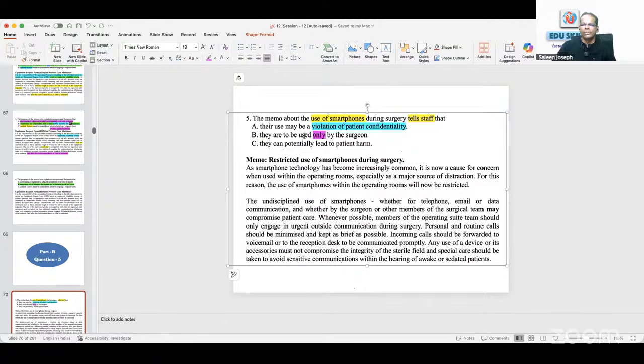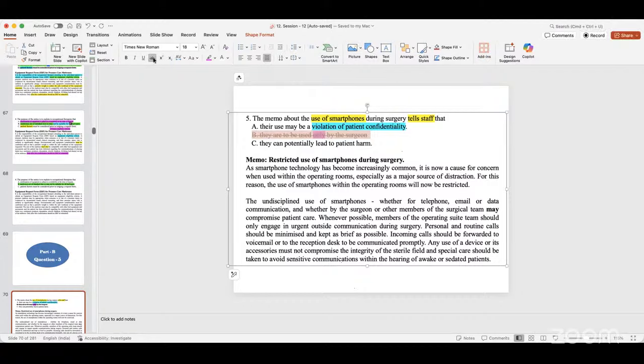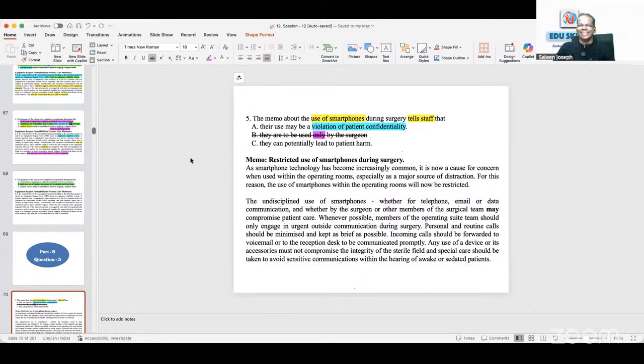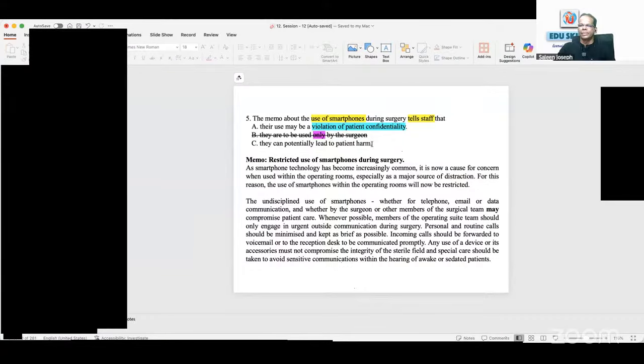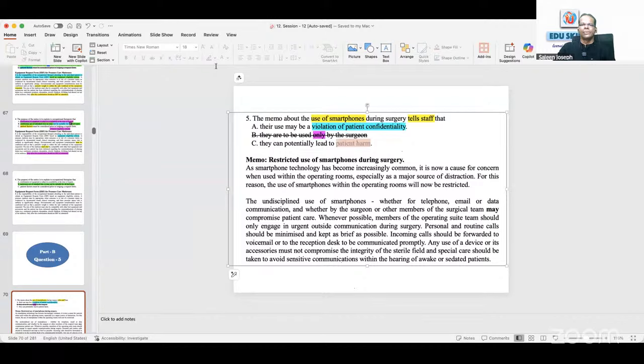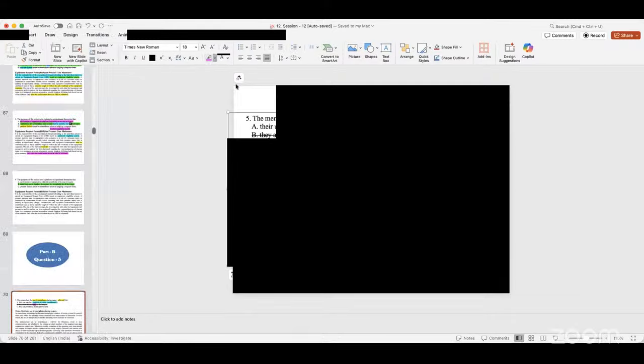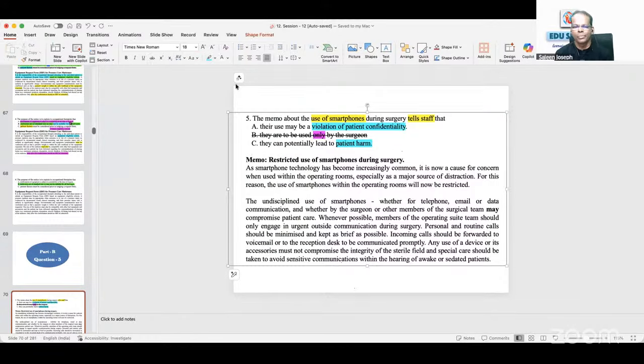Whoever it is, she is very strong. She is very angry with the absolutes. Suddenly she says, eliminate. Good, that confidence you should get. Option C, they can potentially lead to patient harm. So you have only two options, right? You have to see whether it is a violation of patient confidentiality or patient harm. Somebody with a smile, please read.